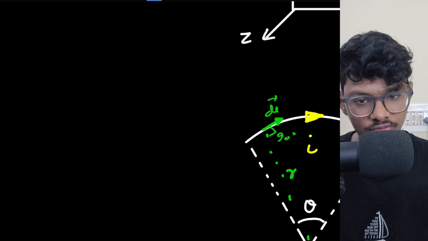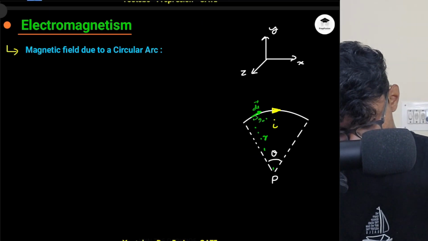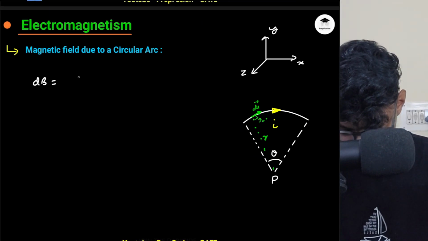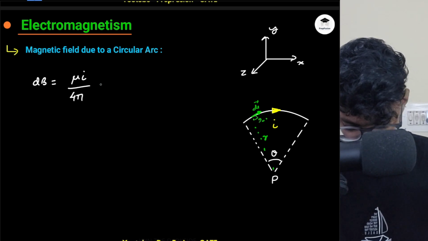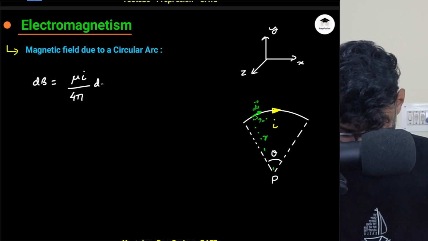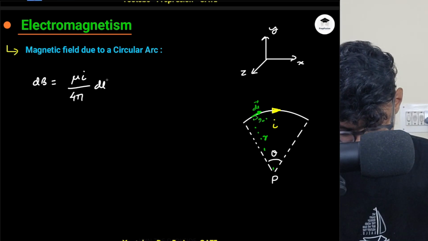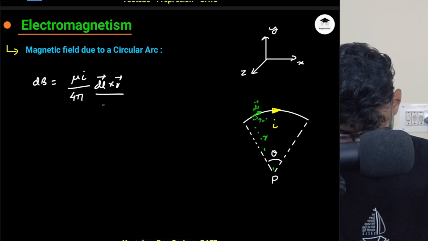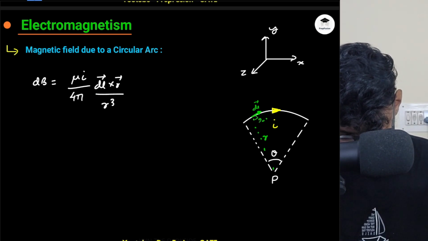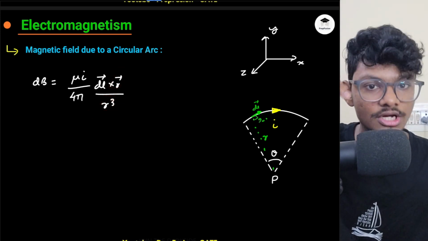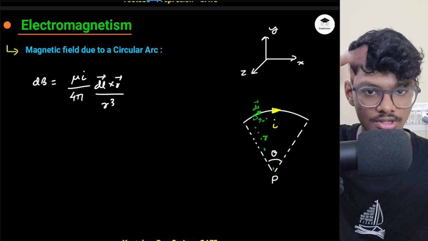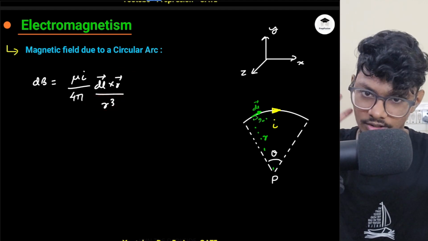So what is the angle? The angle is again 90 degrees. Whichever segment I choose, it will always be tangent, so the angle will be 90. So obviously dB will be mu I by 4 pi, dl vector cross r vector divided by r cube. I hope you understand why this r cube came: initially it was r square, but this r vector has its own magnitude r, so I had to divide by r. That's why this r cube came.